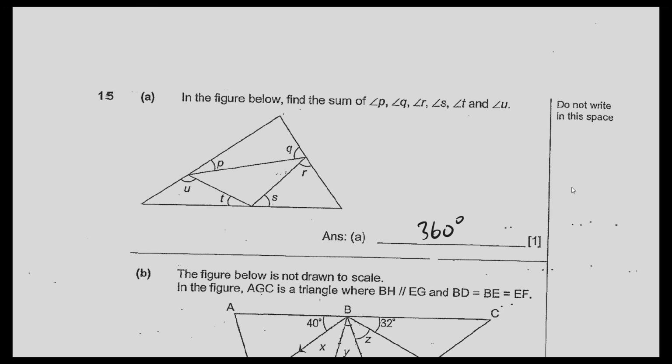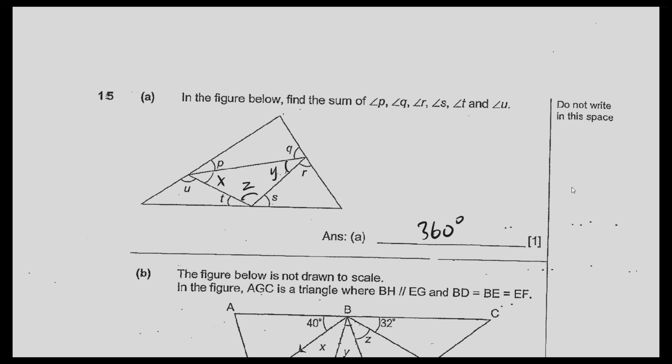In this figure below, find the sum of P, Q, R, S, T, and U. Immediately we'll see that we can use the angles in a straight line add up to 180 degrees property here. But we need to know what this angle is. But it's fine. We can just call these unknown angles X, Y, and Z.